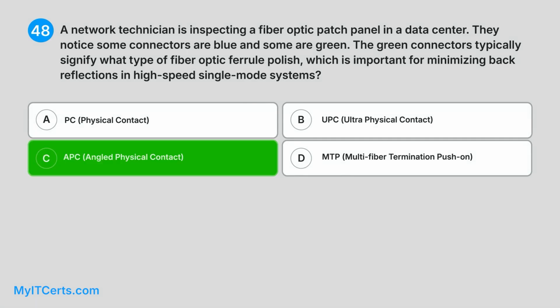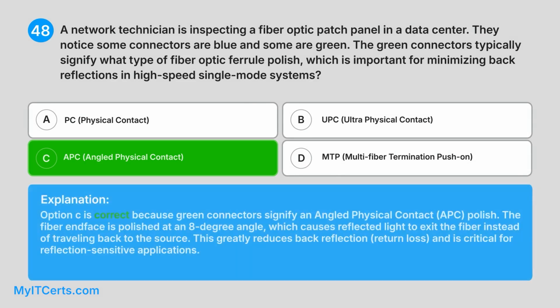Correct answer, C. APC, angled physical contact. Explanation. Option C is correct because green connectors signify an angled physical contact APC polish. The fiber end face is polished at an 8-degree angle, which causes reflected light to exit the fiber instead of traveling back to the source. This greatly reduces back reflection, return loss, and is critical for reflection-sensitive applications.